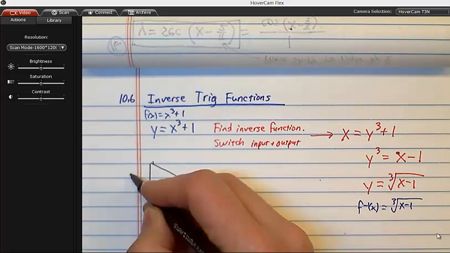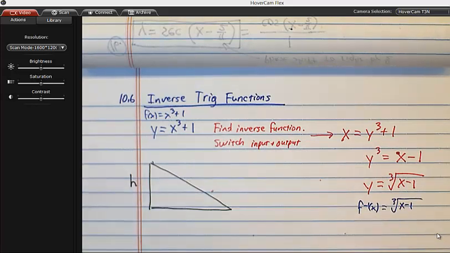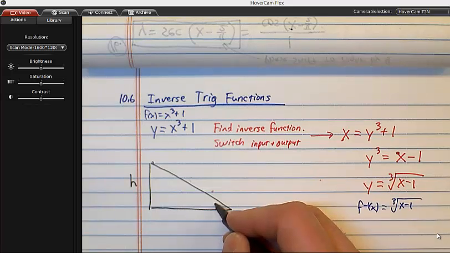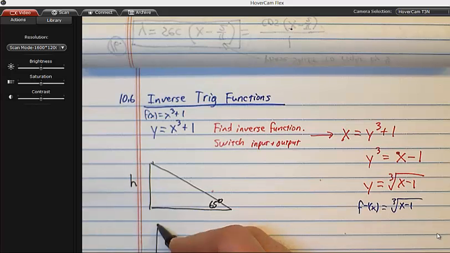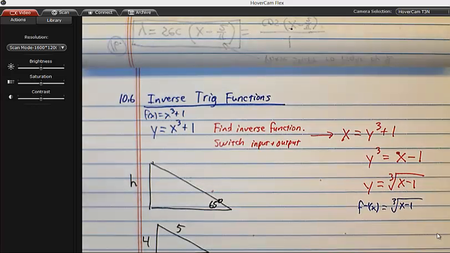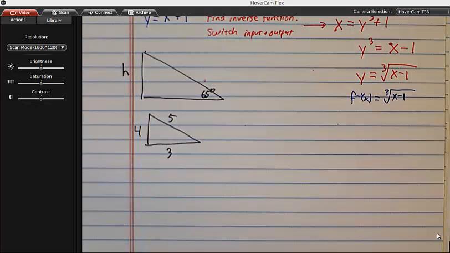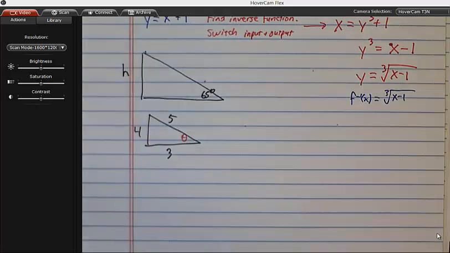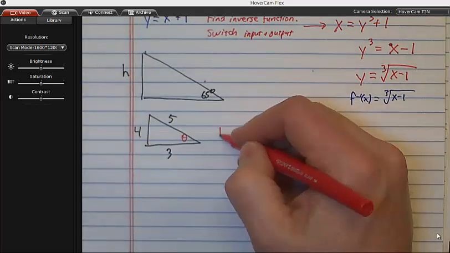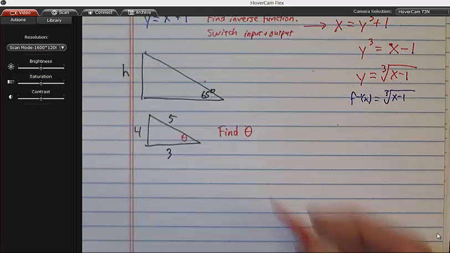And in the tower problem, I didn't know h, but I knew one of the angles, and maybe I knew another side. Well, you can imagine a problem where what I know are the triangle side lengths, say 3, 4, and 5, but what I don't know is this angle theta. I might want to find theta. Okay?